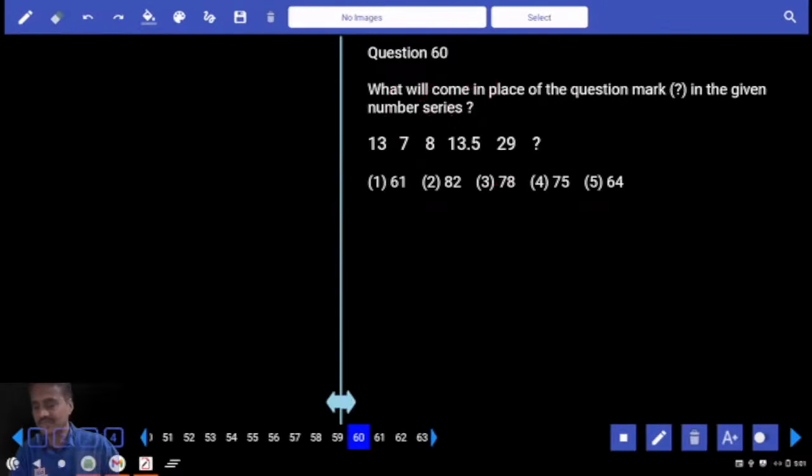Then coming to question number 60. Now in the 60, 13 and 7. 13 into 0.5, 6.5 plus 0.5 is 7. 7 into 1 plus 1. Now into 1.5 plus 1.5. Now into 2 plus 2. Into 2.5 plus 2.5, how much? 75. Done. Now this is about 60.